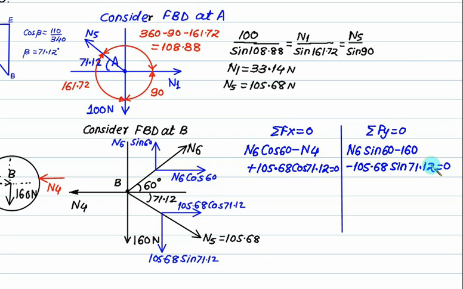N6 is 300.25. Put this value back at the point of N6 and solve for N4 now. The value of N4 is 183.27. Answers are in Newton.